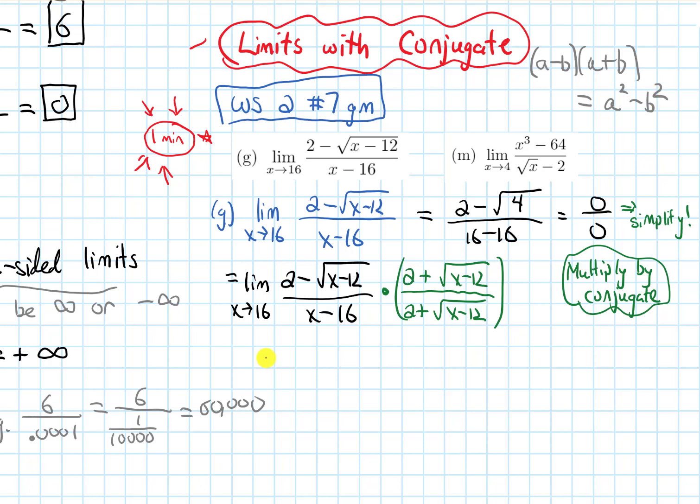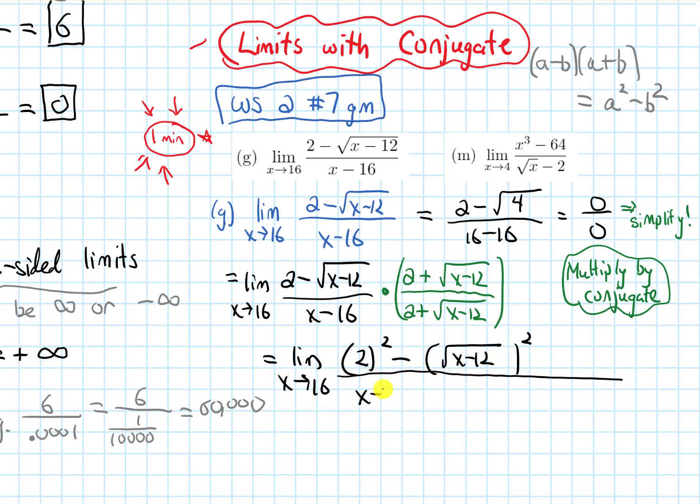So if we do that for our limit, we get the limit as x approaches 16. And if I distribute out this numerator, I'm going to first get my a squared, which is going to be 2 squared, and then minus my b squared, which is going to be the square root of x minus 12 squared. And notice that is going to nicely get rid of that square root on the top for me. And on the bottom, I'm going to keep it as x minus 16 times the 2 plus root x minus 12. I multiplied by the conjugate specifically so the top became nicer. On the bottom, the conjugate isn't really going to help if I distribute it. So it's actually better to keep it like this, because it'll be easier to see if something cancels later.